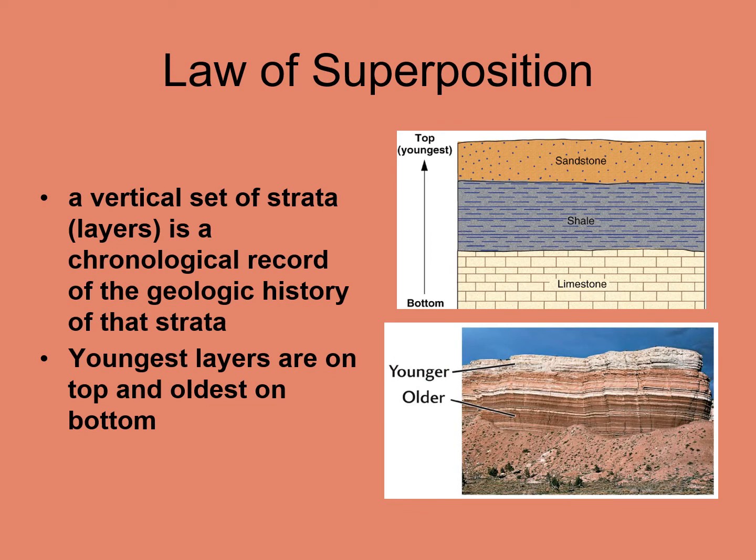So here's some really good visual displays of our law of superposition. You can see the top is sandstone, and that is our youngest. Under it is shale, which is older, and on the bottom is limestone, which is the oldest. In a real life picture, it is the same way. That dark brown on the bottom is the oldest, and it gets younger and younger as we go up, with the top layer being the youngest.